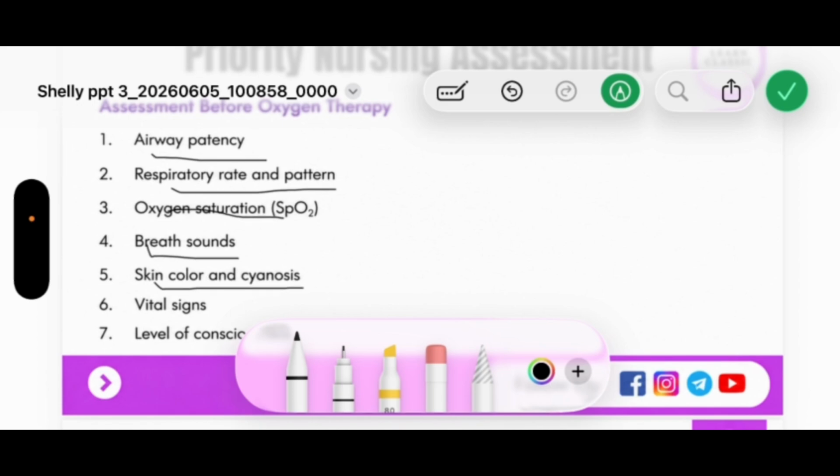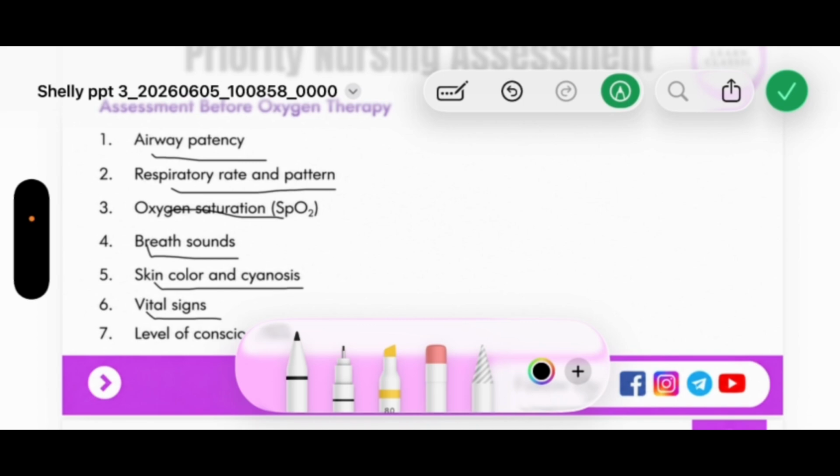Then skin color and cyanosis. So what is cyanosis? I think you have some idea. That is the bluish color which appears due to lack of oxygen in the body. It can occur in the periphery or in the central part. Central means in the tongue and lips, and peripheral means in the nails, hands and legs. So we have to assess the skin color.